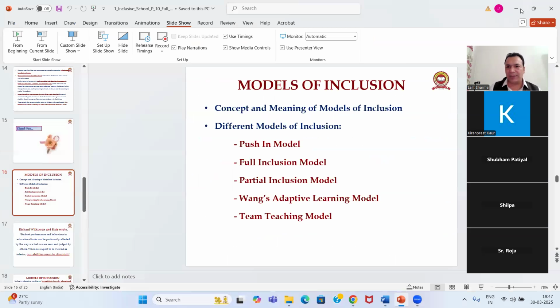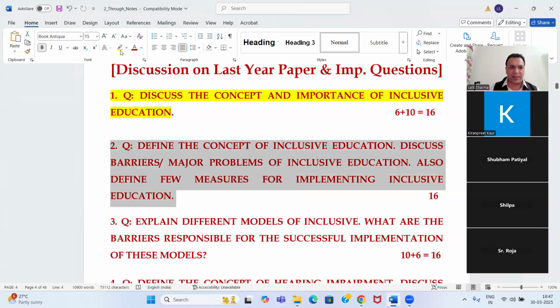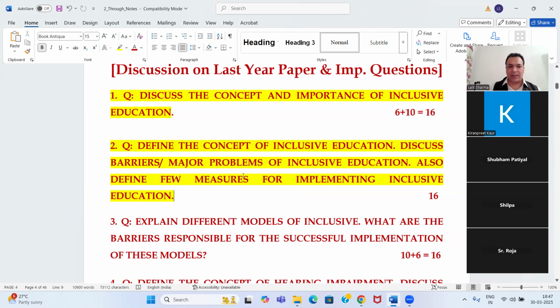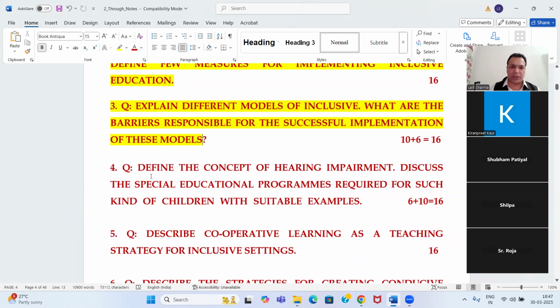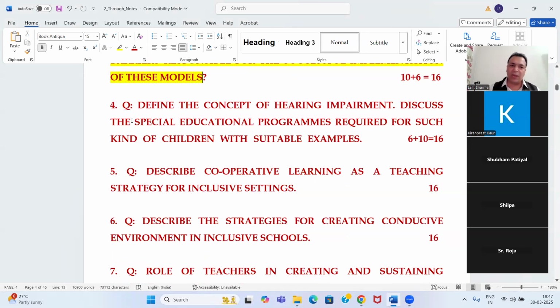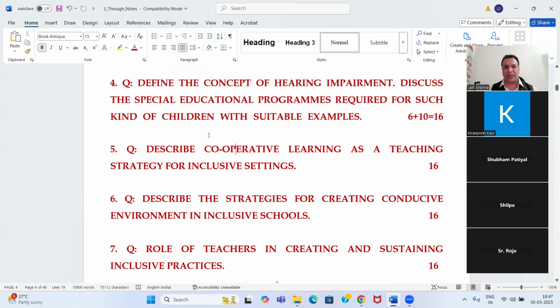So now you can see that these 3 questions we have already discussed in the last lecture: discuss the concept and importance of inclusive education; second, barriers and a few measures for implementing inclusive education; and third, models of inclusive education. So I am directly starting from the fourth question. Fourth question we will discuss today, then fifth, sixth, and seventh.